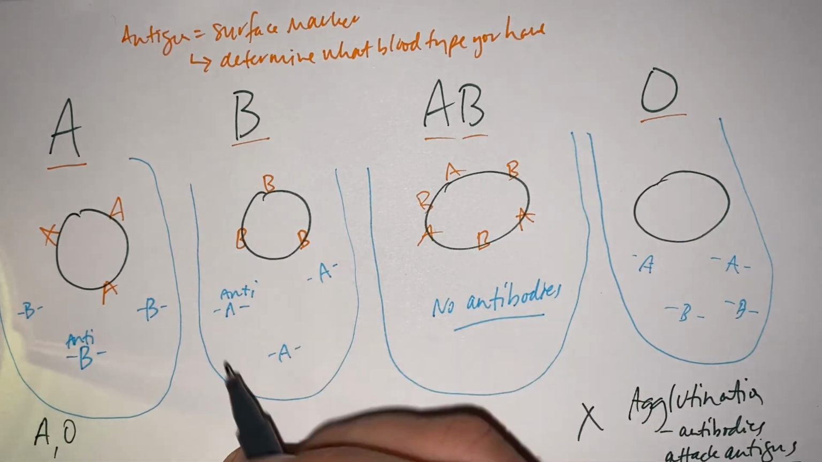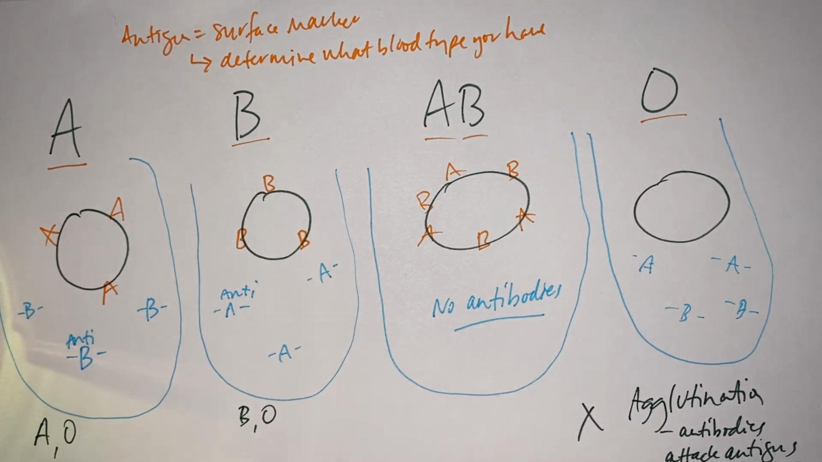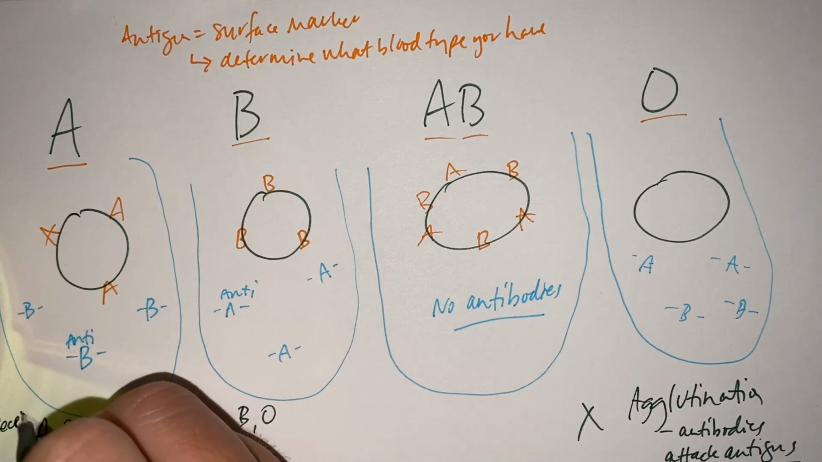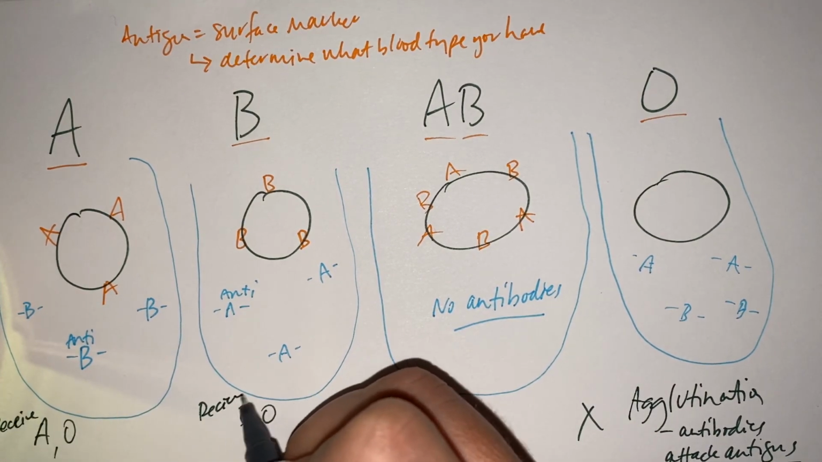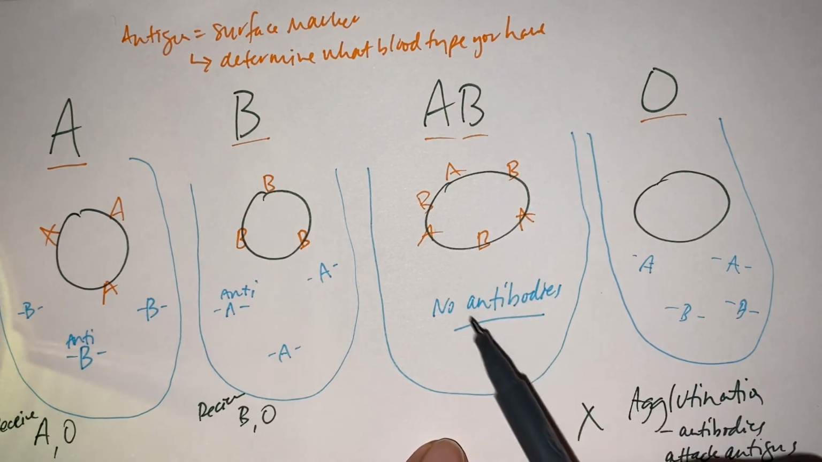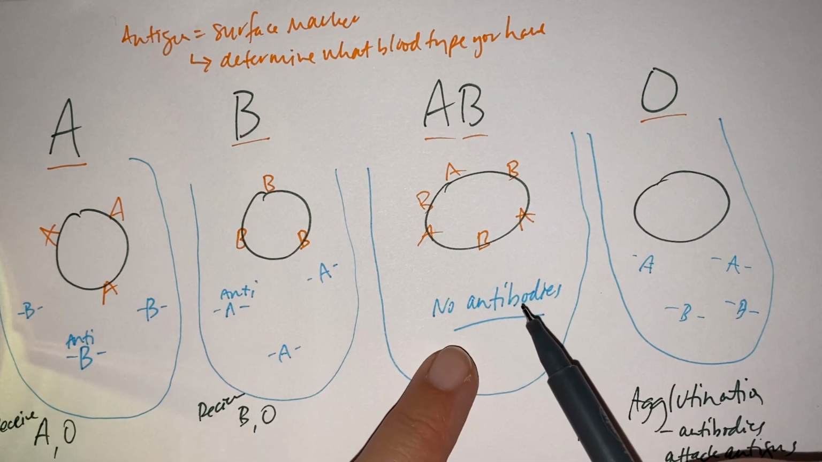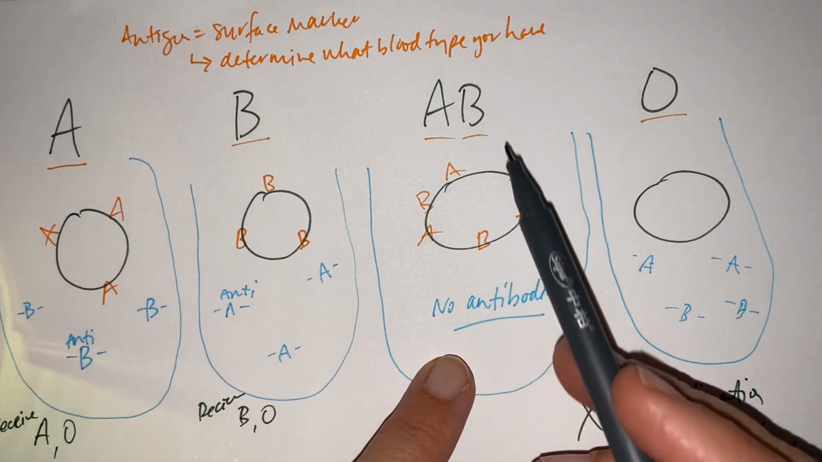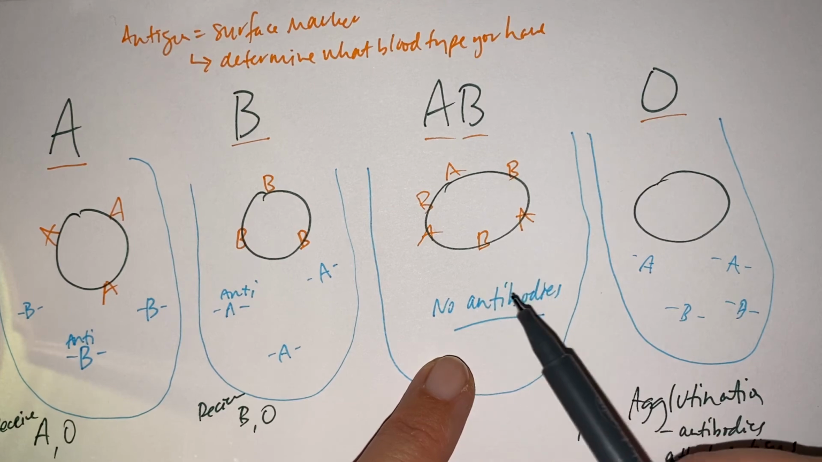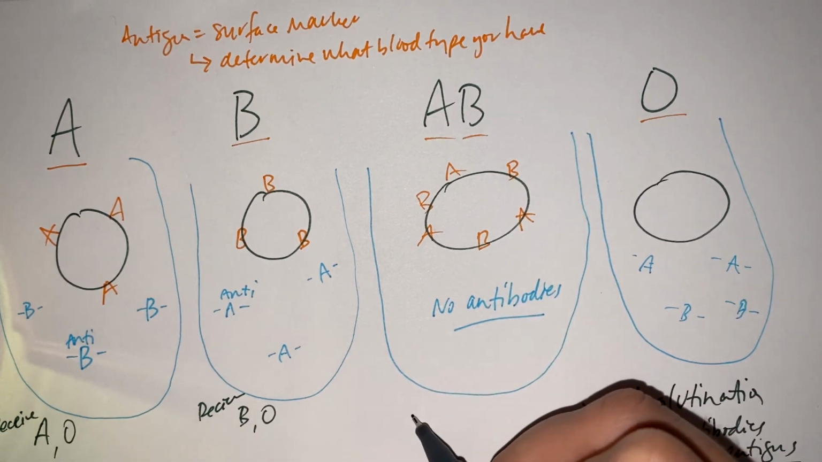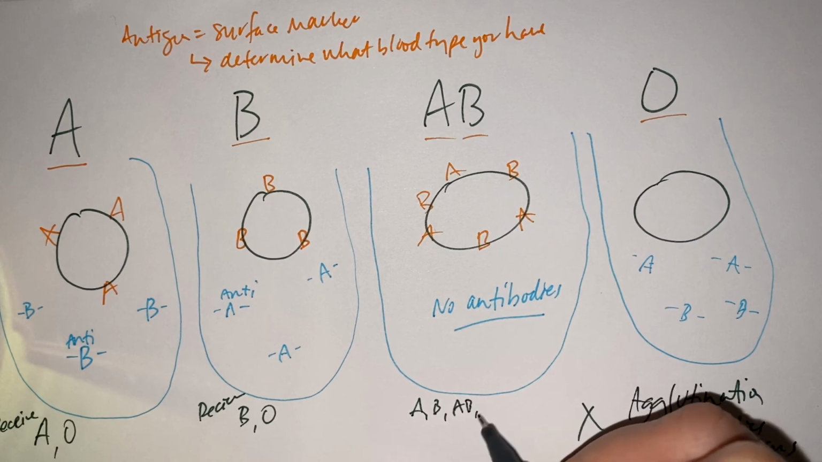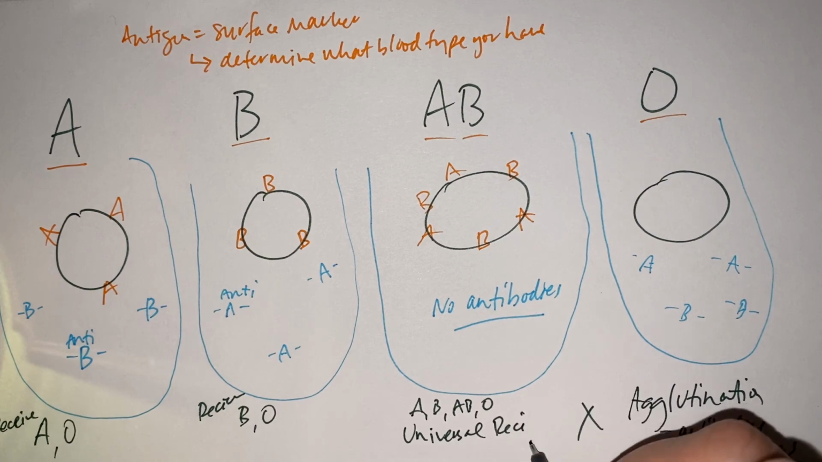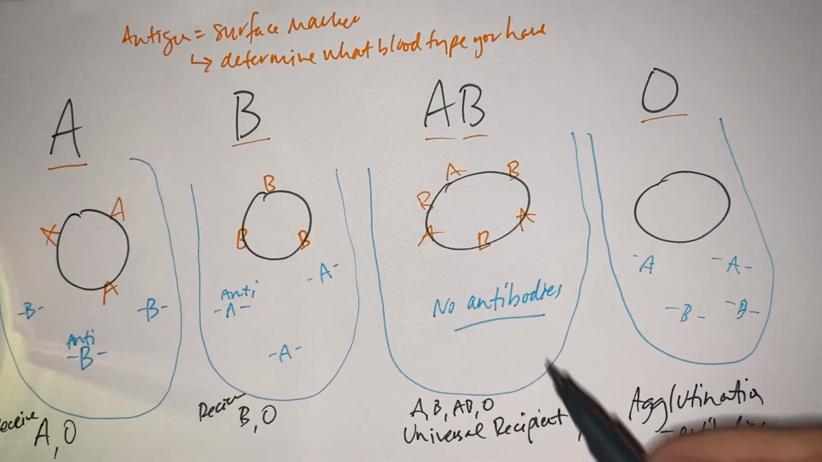For B, it's the same kind of story. You can always get yourself. And again, you can get O. Those are what you can receive. I should put that in here. Receive. Okay, when you look at type AB, this one's kind of an interesting one because here, remember, there's no antibodies. So if there's no antibodies, what that means is that this guy can receive anything because these antibodies can't attack anything because there's nothing to attack. So this guy can actually get A, B, AB, and O. Now, this guy is known as a universal recipient. Okay, and the reason is because there's no antibodies there.